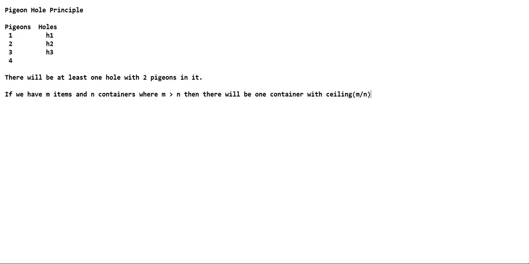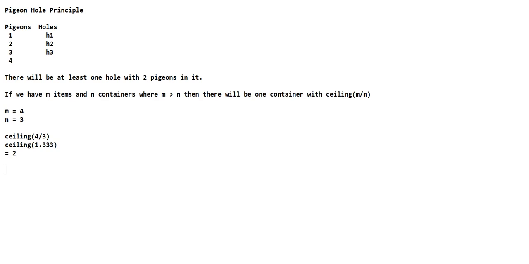So then there will be one container with at least ceiling of m divided by n pigeons. So if our m is 4, so we have 4 pigeons, and our containers are 3, so we have only 3 holes, then there will be at least one container with 2 pigeons. So we'll take ceiling of 4 divided by 3. What is the ceiling of 4 divided by 3? That will be the ceiling of 1.333, and that will be equal to 2, right? So that is the pigeonhole principle.